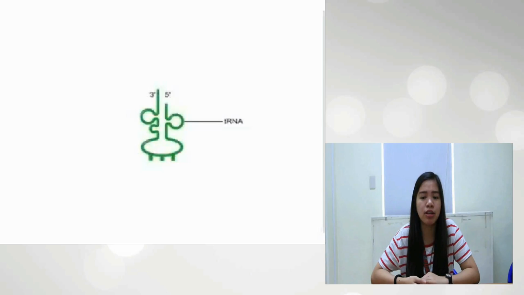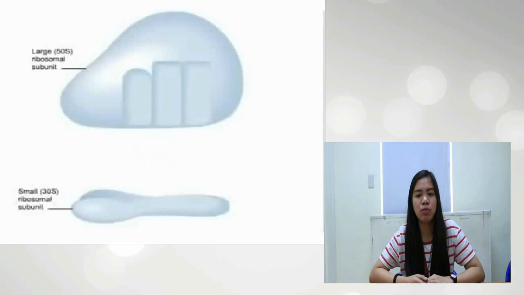After it is transcribed, the tRNA folds up into a characteristic cloverleaf structure. The anticodon consists of a 3-nucleotide sequence that is complementary to a codon on the mRNA. The amino acid is attached to the 3' free end at the top of the clover. The ribosome assembles amino acids into a polypeptide.